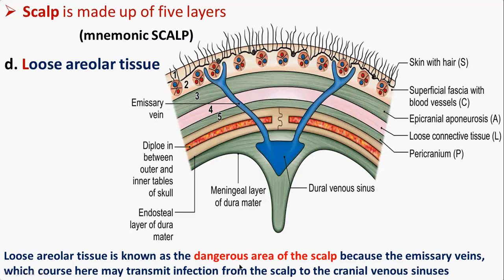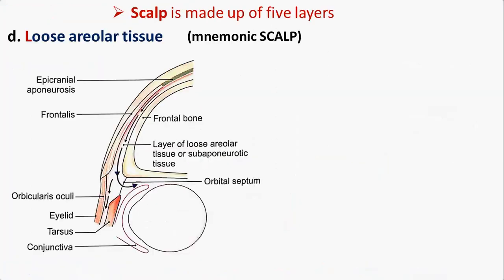Loose areolar tissue is known as the dangerous area of the scalp because the emissary veins which course here may transmit infection from the scalp to the cranial venous sinuses. Okay, this is the applied anatomy of the fourth layer, the loose areolar tissue.